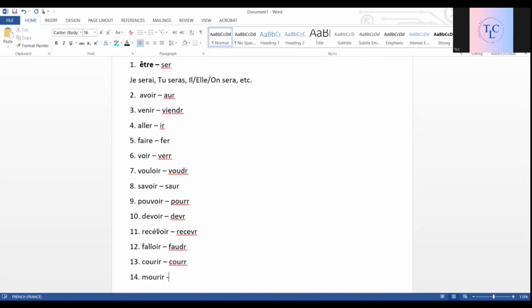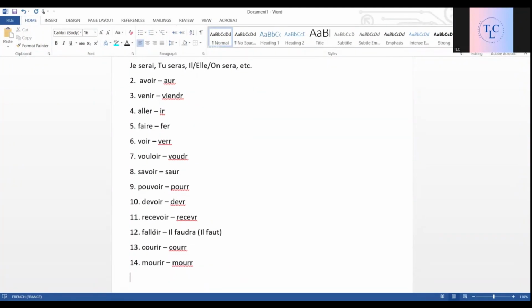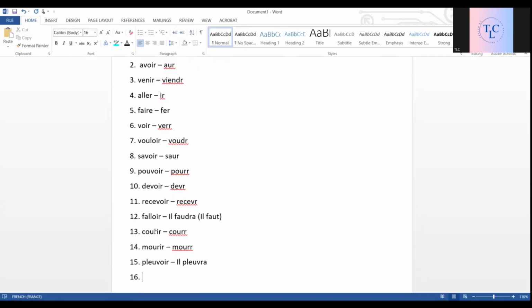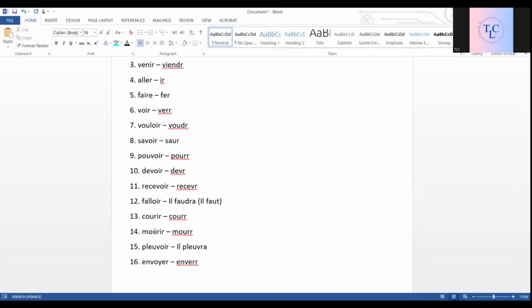Okay, mourir is mourr. Okay, and falloir is the form of il faut. You know what il faut is. So in future it will be il faudra. There's only one form with il, so I'll write it. Il faudra. Similarly, pleuvoir. It is il pleuvra. It will rain. Okay, and then we also have envoyer. It's an ER ending verb, but it's an exception. Enverr. That will be enverr.